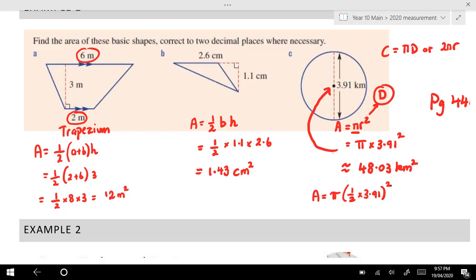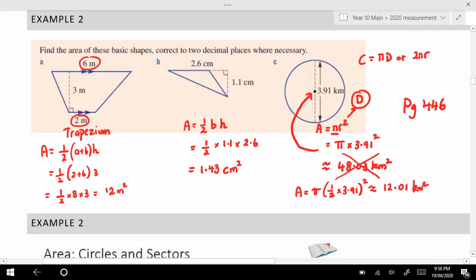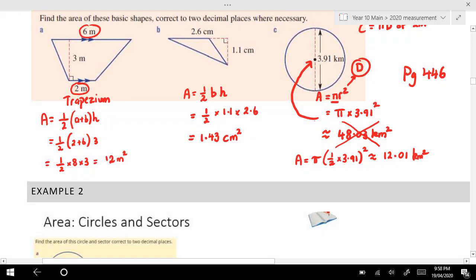Okay, and then now let's multiply that by pi. I've got 12.007. So that's going to be 12.0, rounding that to 1 decimal place, kilometres squared. So I just wanted to point out that this is a very common mistake that students make. You need to make sure that you are halving the diameter, and when you're finding the area, you have to use the radius. All right.